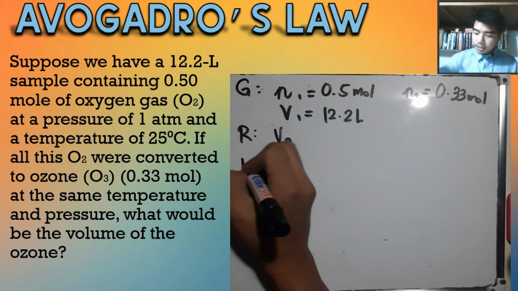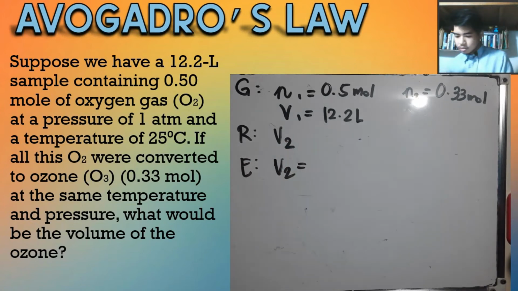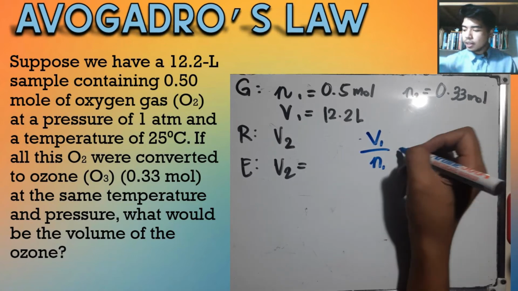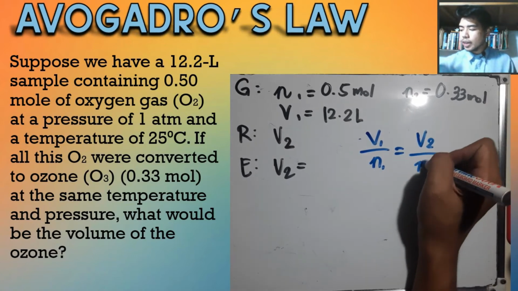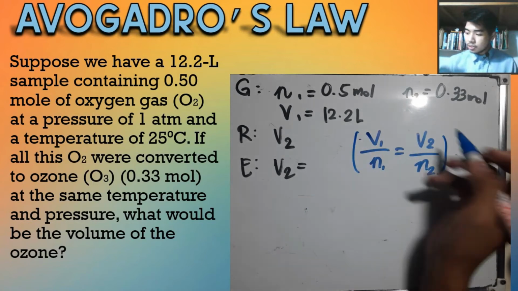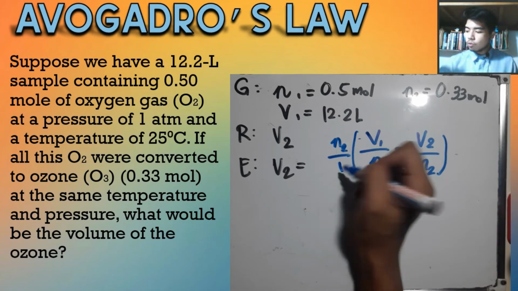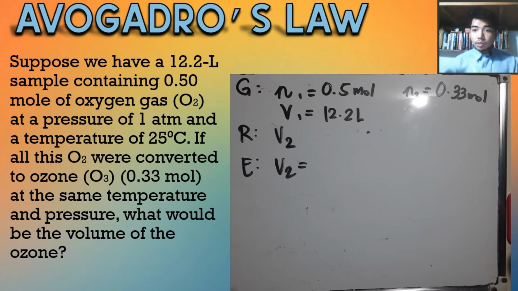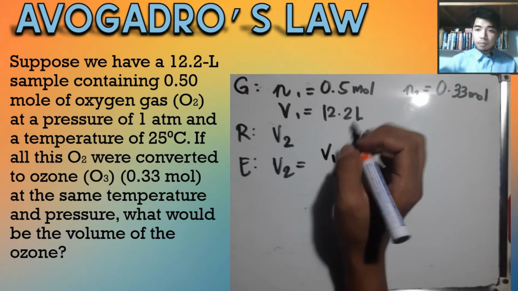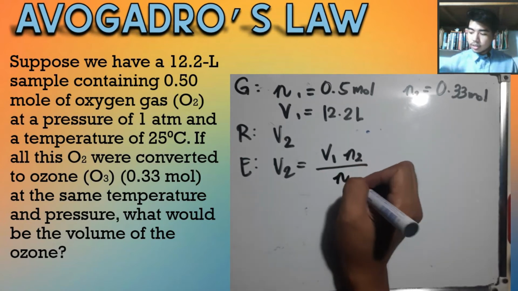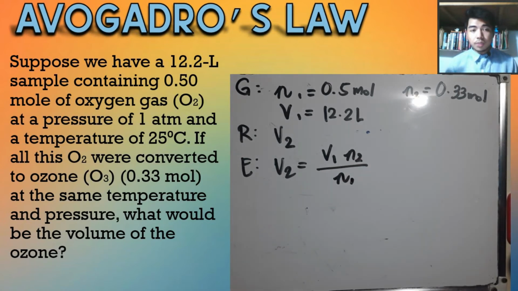Then, for us to get our equation for the final volume, we are now going to use the base formula, which is V sub 1 over N sub 1 is equivalent to V sub 2 over N sub 2. Then for us to isolate V sub 2, we are going to multiply both sides with N sub 2 over 1, in which it will now give us the formula of V sub 1 times N sub 2 over N sub 1. So this would be the formula that we are going to utilize for this problem.